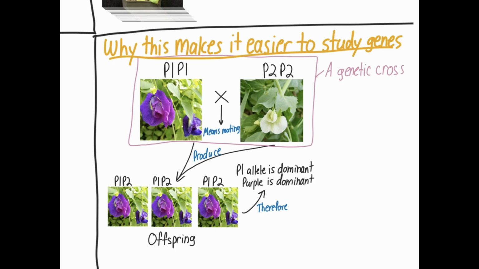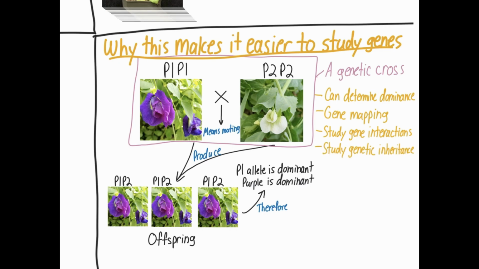Nowadays, we use Arabidopsis instead of pea plants because it's smaller, easier to grow, reproduces quickly, and because we can manipulate its genes so we can study them in detail. Not only can we use genetic crosses to determine what phenotypes and alleles are dominant, but also to do things like determine the distance between genes, study gene interactions, and, as Mendel and Morgan did, to study the principles of genetic inheritance.